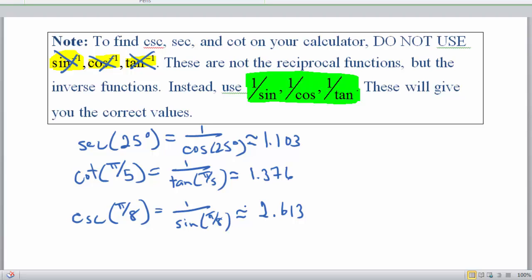Alright? So bottom line is, when you want the reciprocal functions, you enter them as 1 divided by its reciprocal. Right? You don't use those sine to the -1, cosine to the -1, tangent to the -1. Right? You'll deal with those inverse trig functions in pre-calculus, right? Not to be confused with the reciprocal functions, which we're dealing with here. Right? Here we're dealing with secant, cotangent, and cosecant, which are the reciprocal functions.